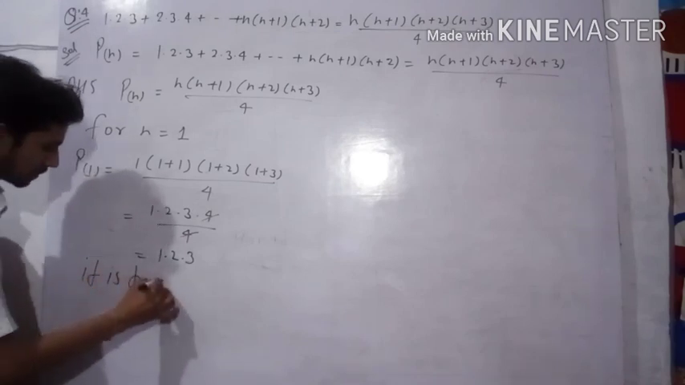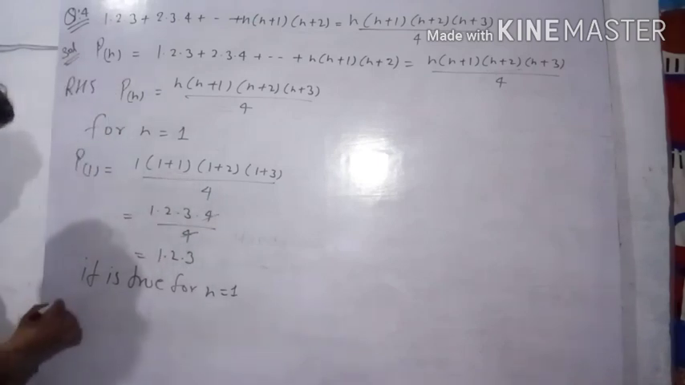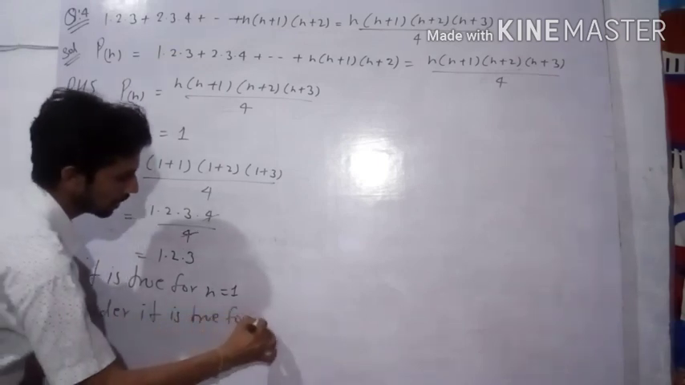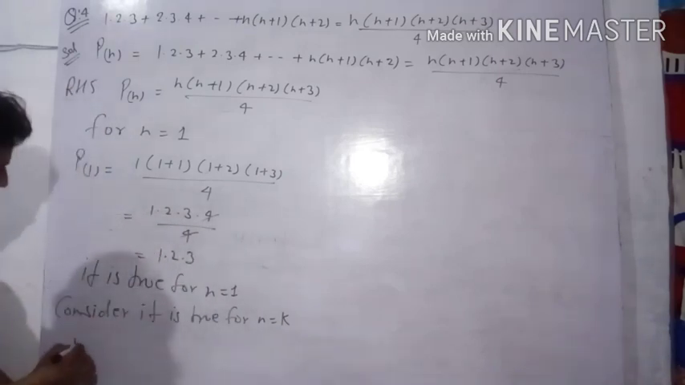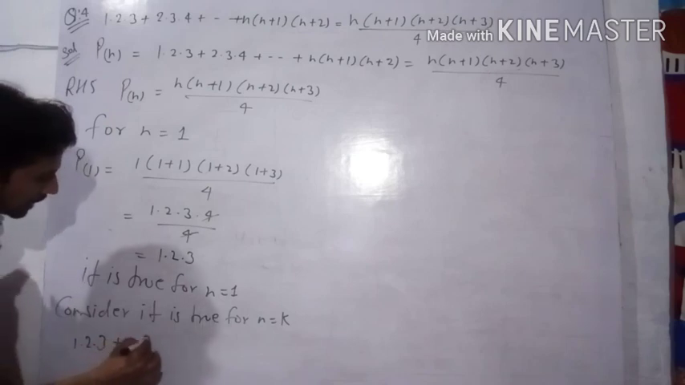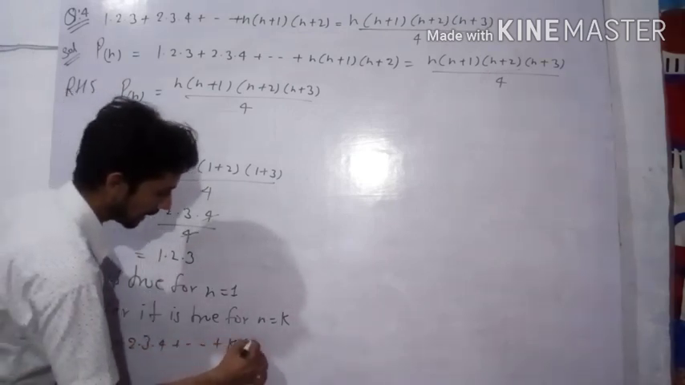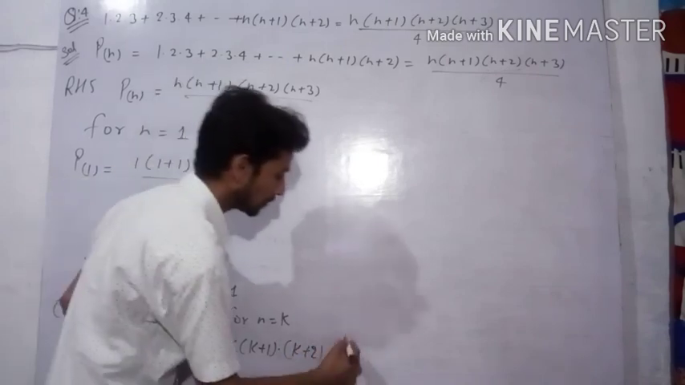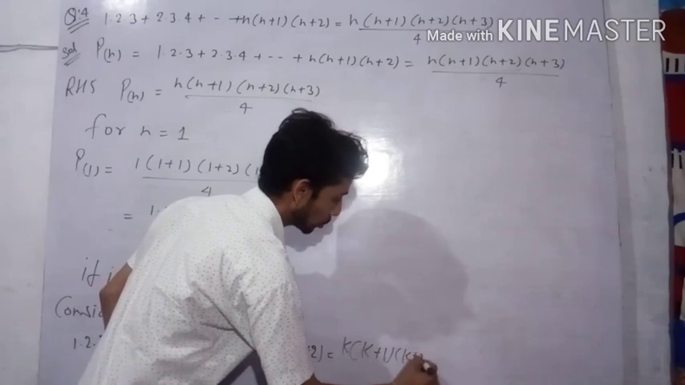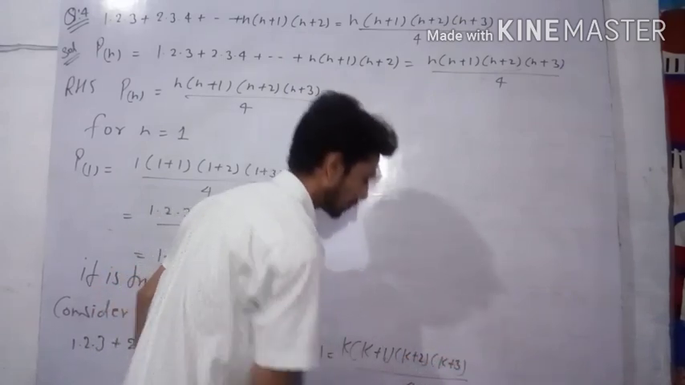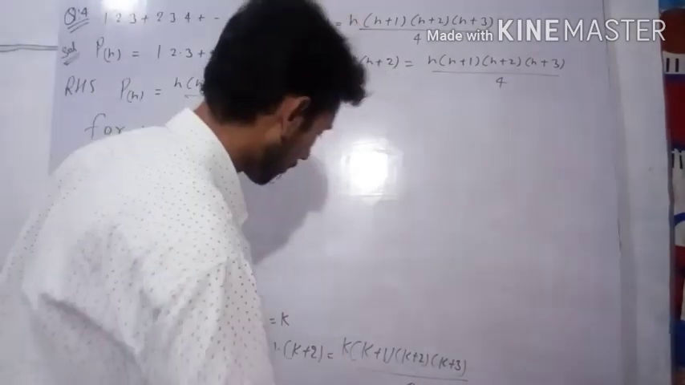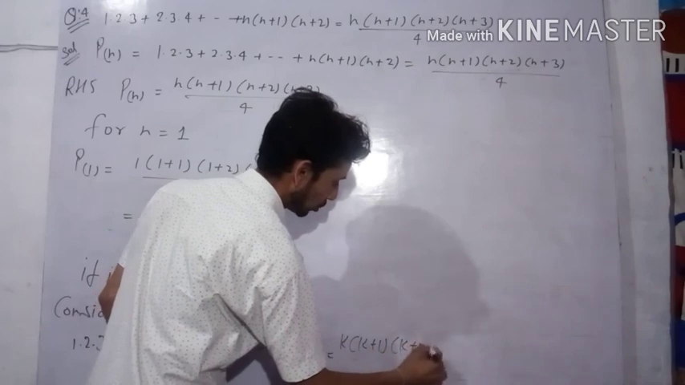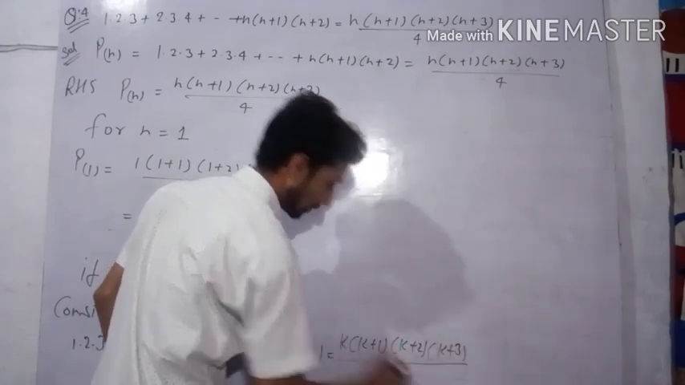It is true for n equals 1. Consider it is true for n equals k: 1.2.3 + 2.3.4 + ... + k(k+1)(k+2) is equal to k(k+1)(k+2)(k+3)/4. This is equation 1.